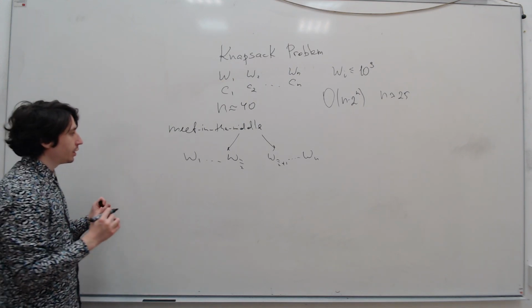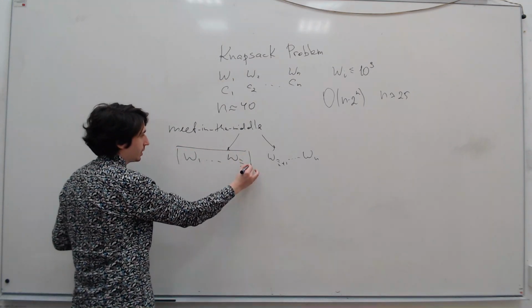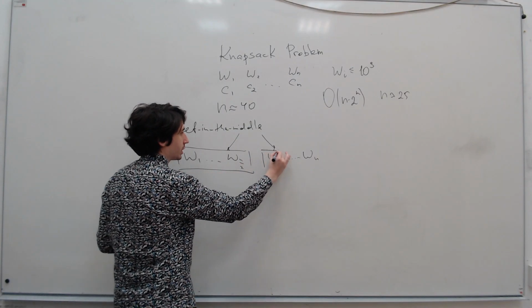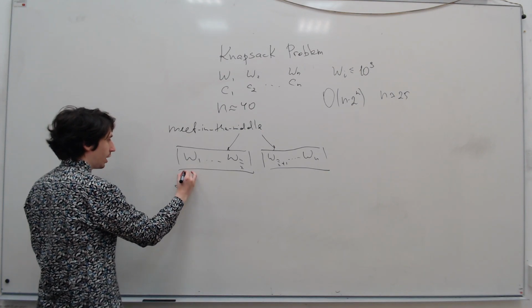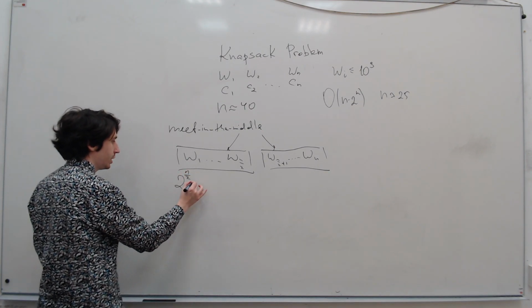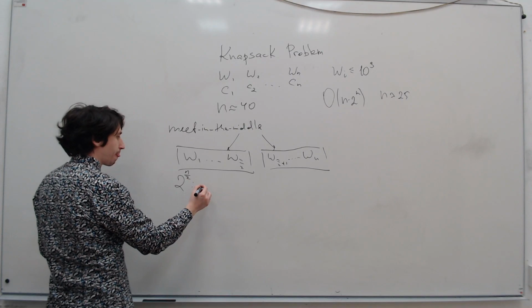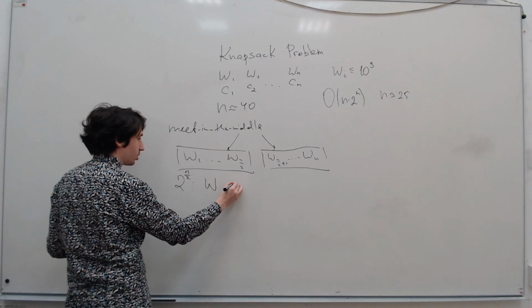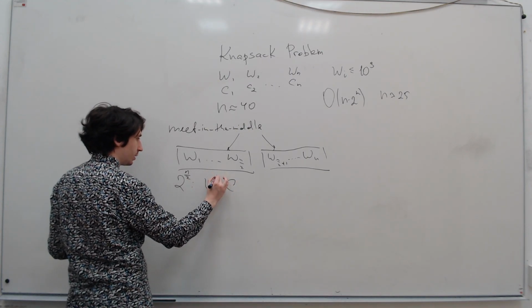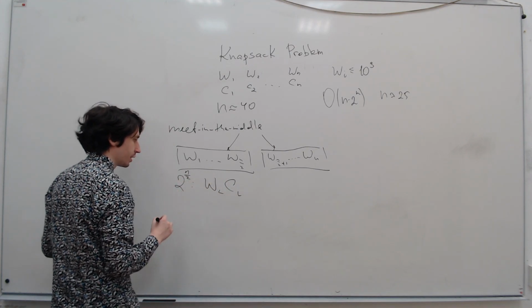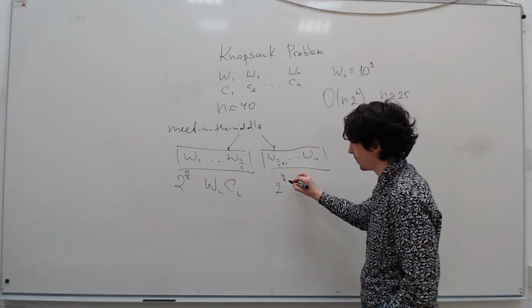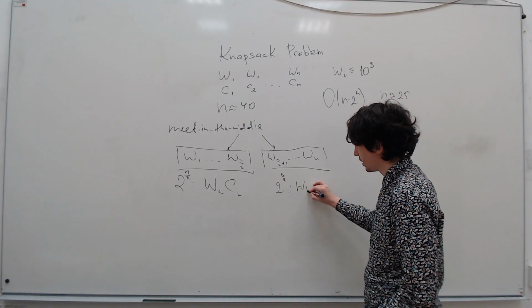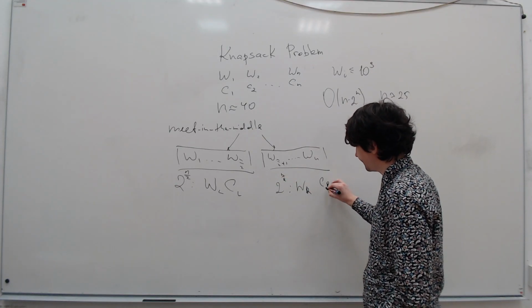And for each pack of elements, we calculate all the possible subsets. So we will have 2 in the power n over 2 different values here of weight and cost. So it will be weight left and cost left. And here also 2 in the power n over 2 with weight right, cost right.